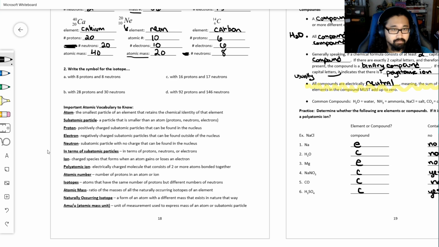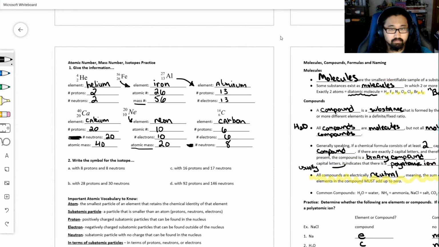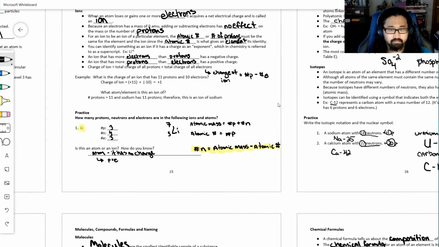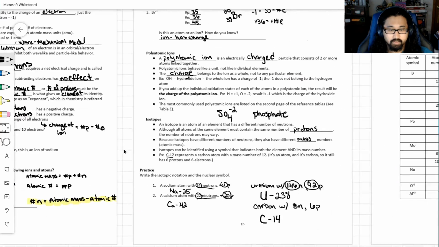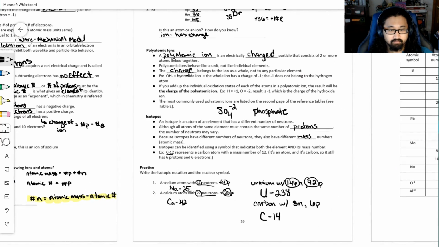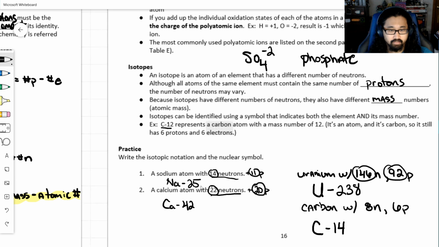Right? If you see this notation here, where it's the symbol dash number. The symbol is the element, obviously. And then dash number, this number tells you the atomic mass. Right? Now atomic mass is the total number of protons and neutrons.